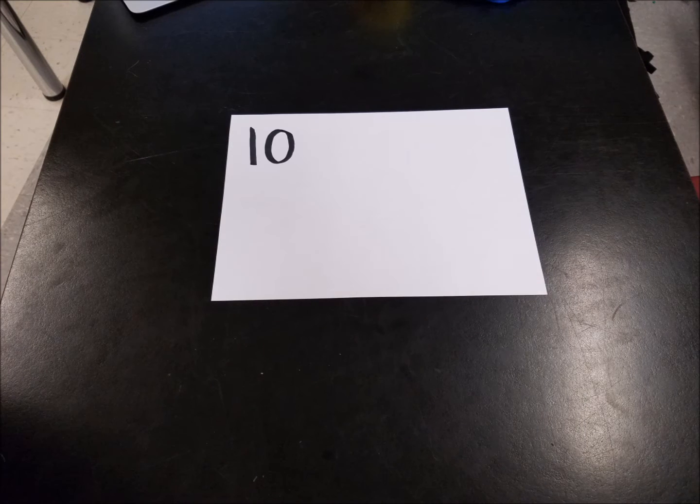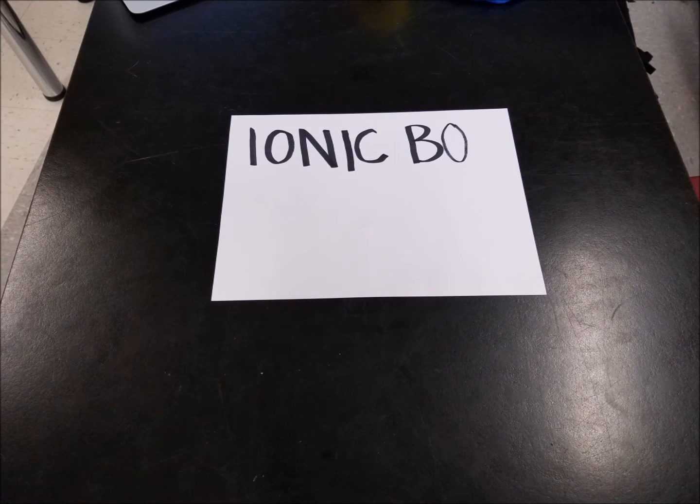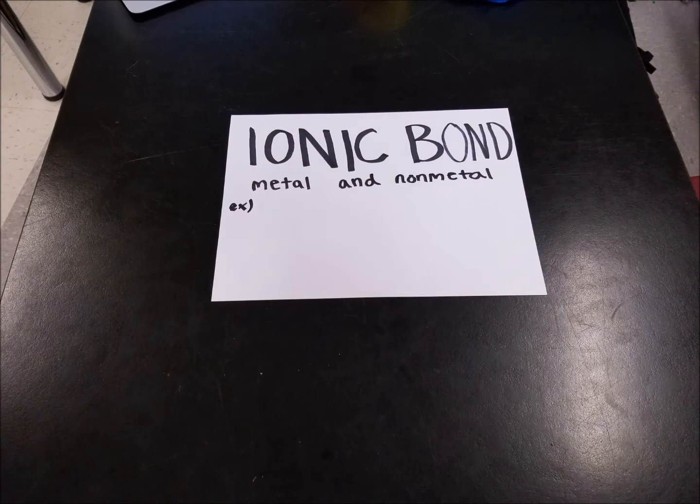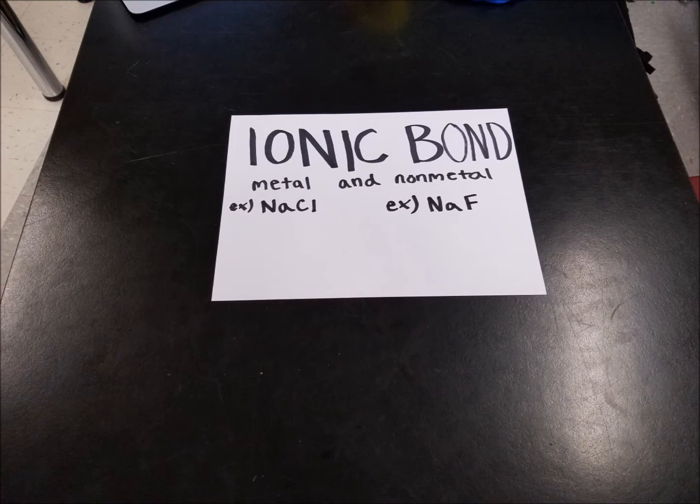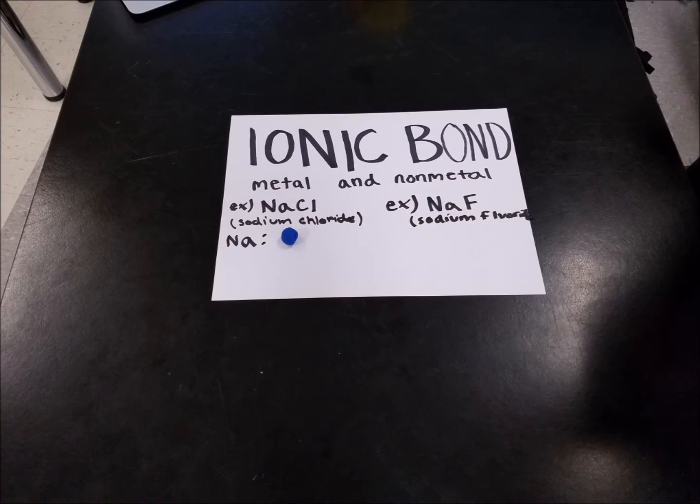There are two types of chemical bonds. The first type is ionic bonds. Ionic bonds are bonds between a metal and a nonmetal. Two examples of ionic bonds are NaCl and NaF, also known as sodium chloride and sodium fluoride.